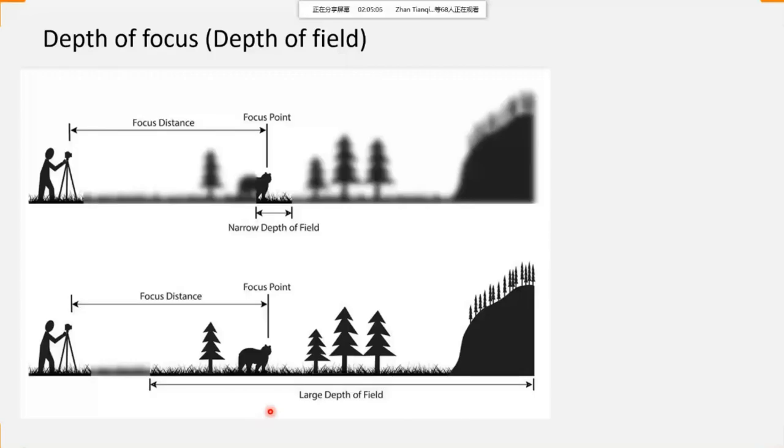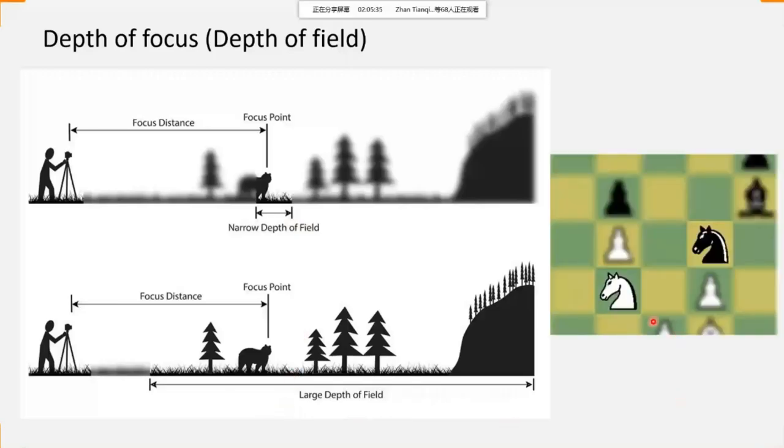I just think about the English terms. The opening where the light enters the camera varies, of course. You can open it more, so more light enters, or you can narrow it down, and this influences also the size of the depth of field, so whether it's narrow or large.